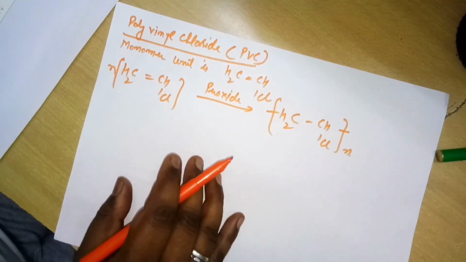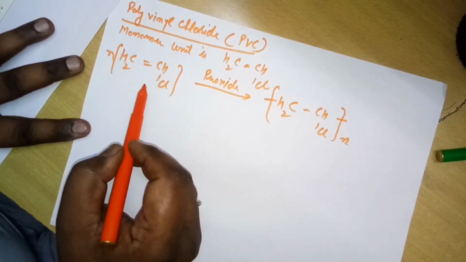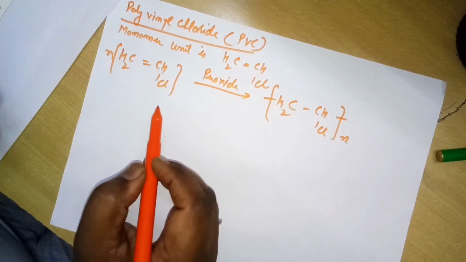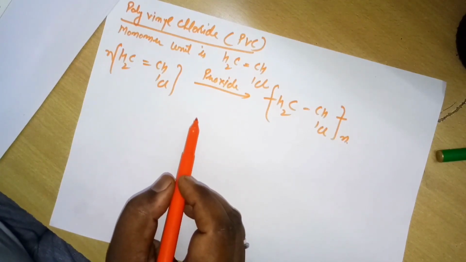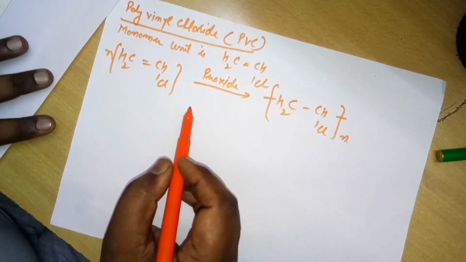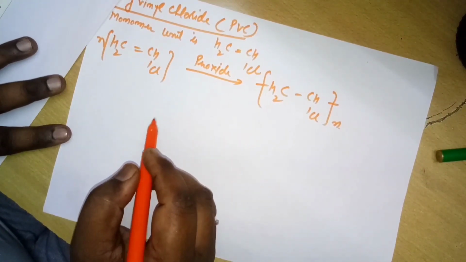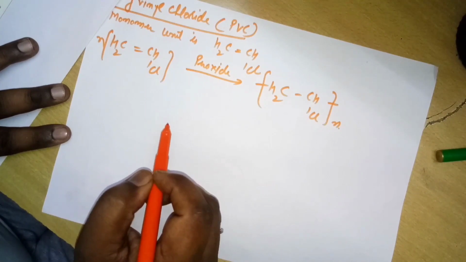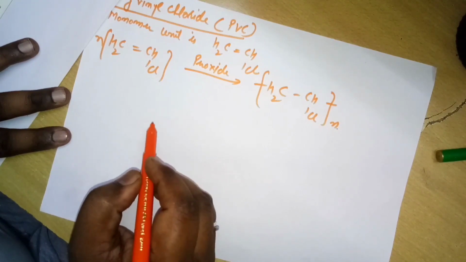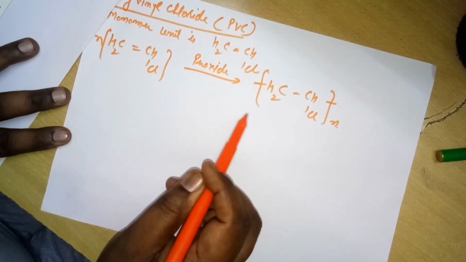It is also an example of addition polymerization. Since only one type of monomer unit is used, this type of polymer is also called a homopolymer. PVC has a high boiling point. Polyvinyl chloride is widely used for making raincoats, handbags, shower containers and water pipes, etc.